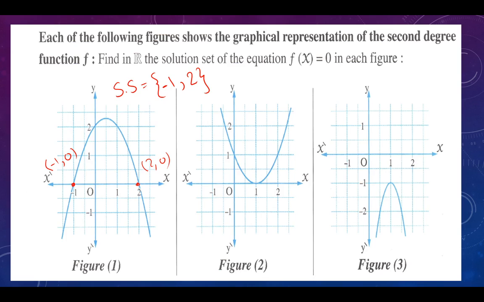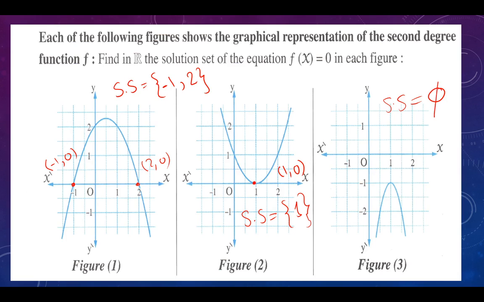In this figure, you can see that the curve of the quadratic function intersects the x-axis at the point (1, 0). It intersects the x-axis in only one point. So the solution set will be the set whose element is 1. Okay, the last example, figure 3. Here you can see the curve of the function doesn't intersect the x-axis. So since the curve doesn't intersect the x-axis, the solution set is the empty set.